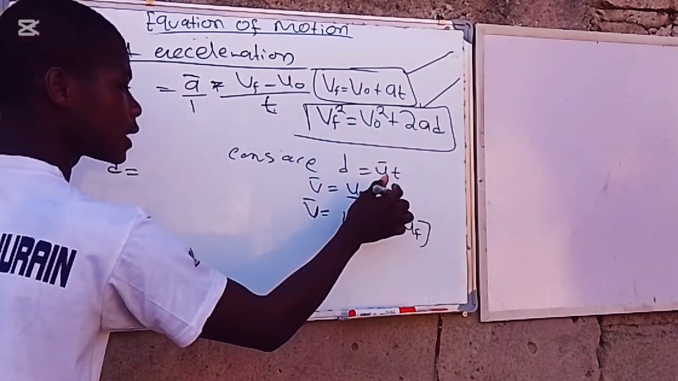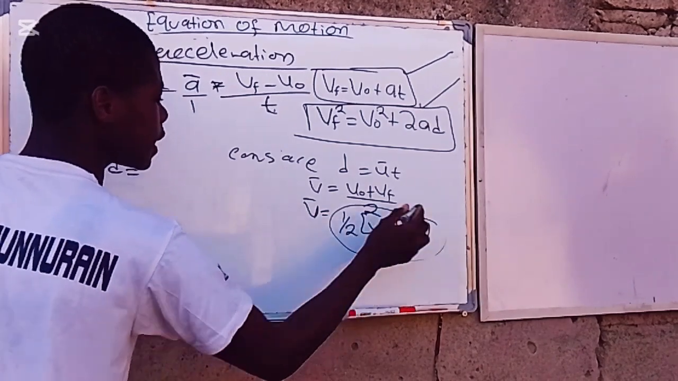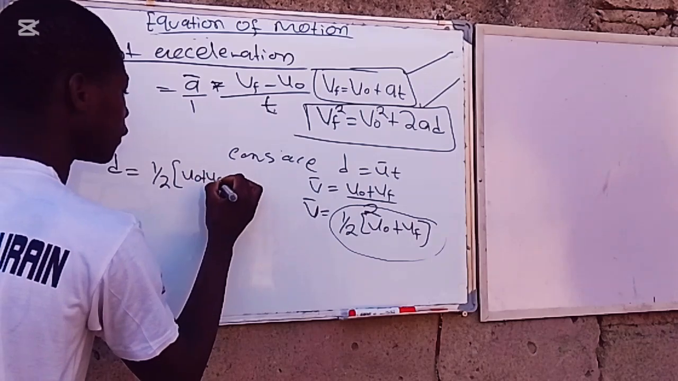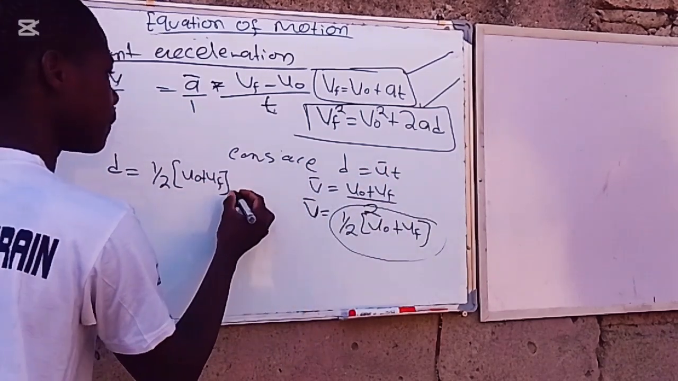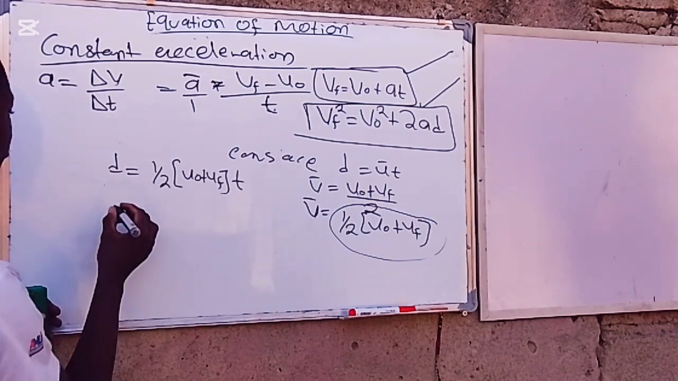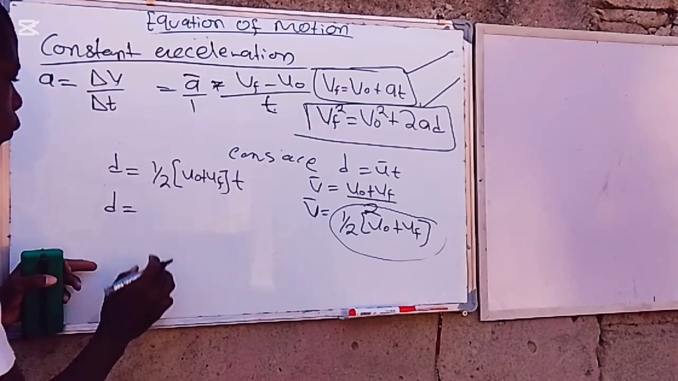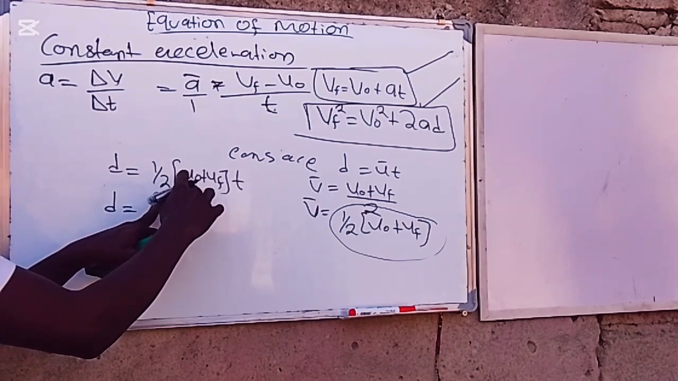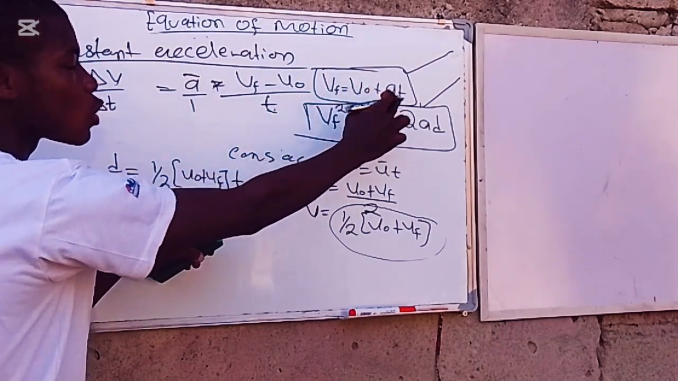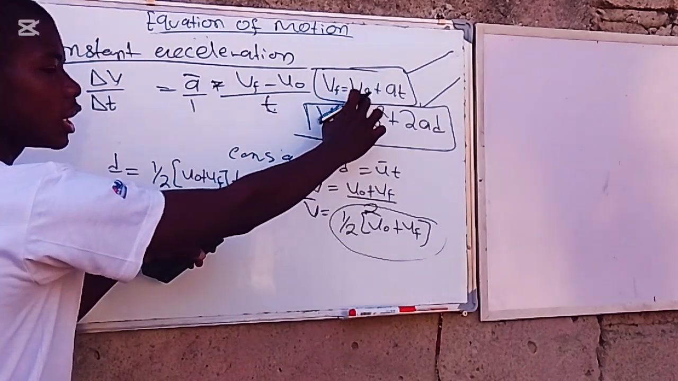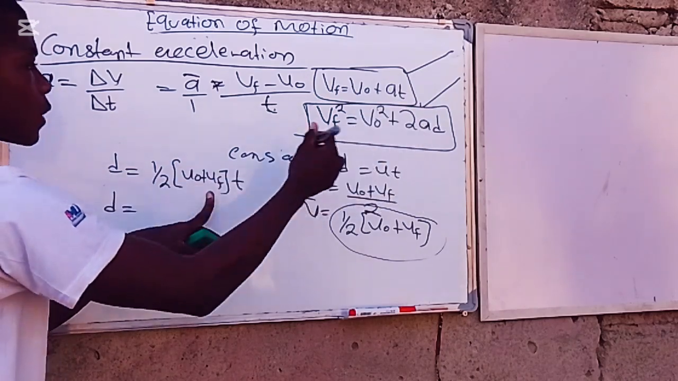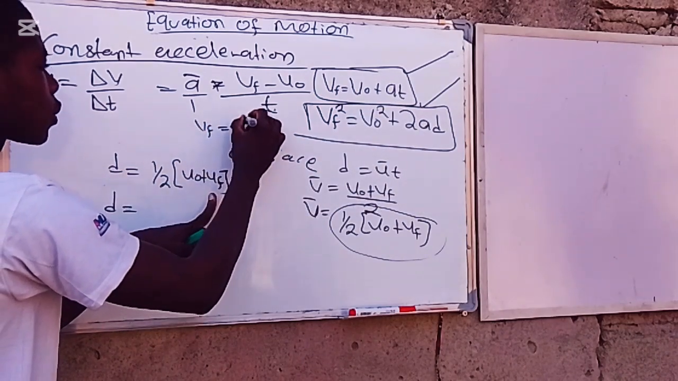And this displacement is the same thing as a half times the average velocity, so I have to say a half of v naught plus the final velocity multiplied by t, which is this t. So at the end, the displacement should be equal to half times v naught plus v f. This v f, the final velocity, is the same thing as v naught plus a t. And therefore this initial is 0, so this v f should automatically be equal to a t.